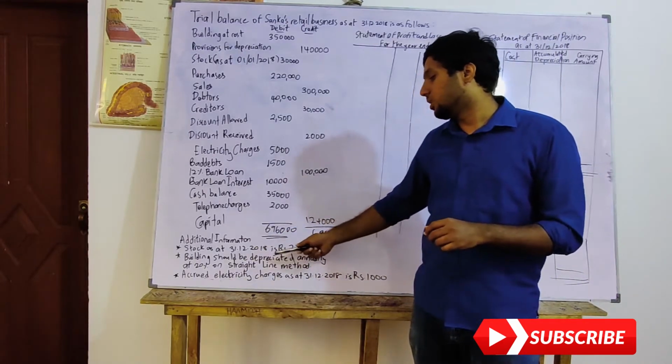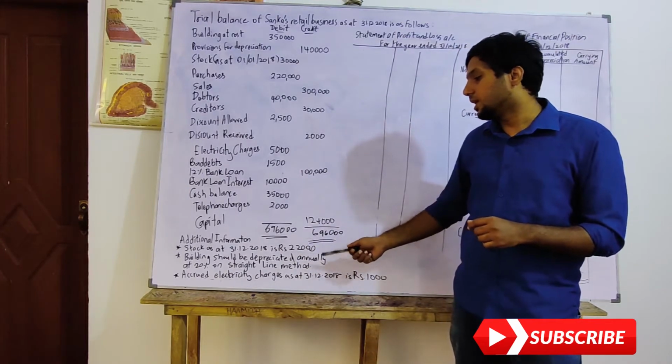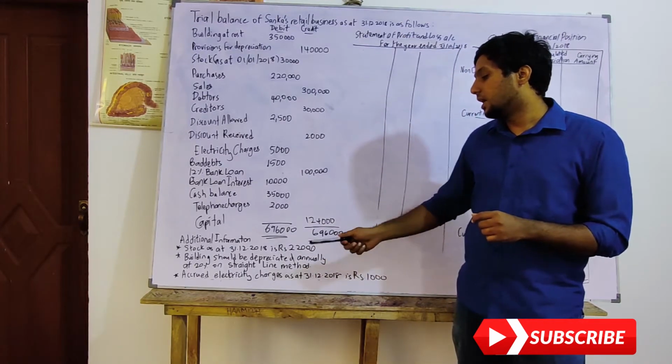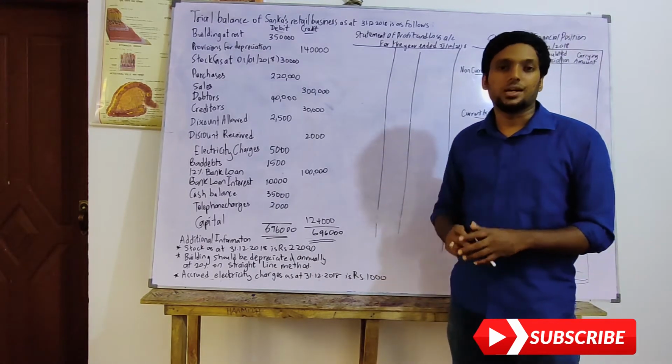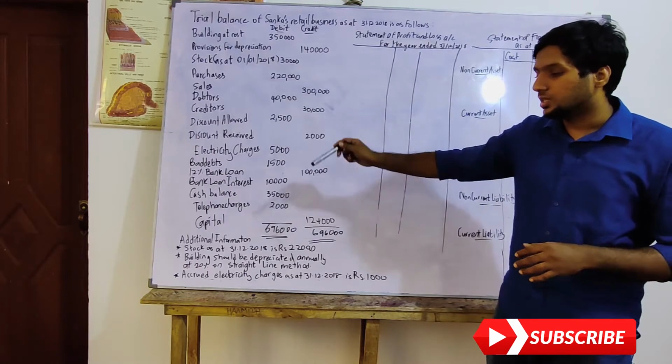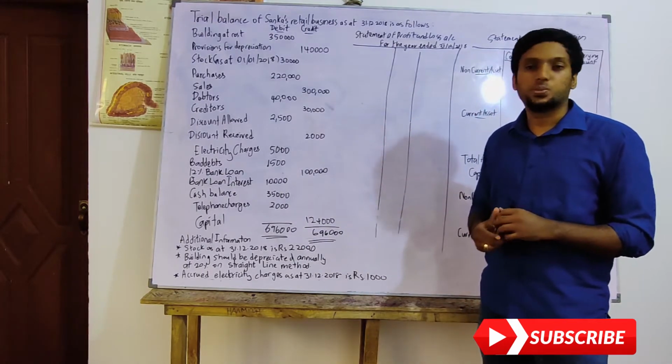So let's move on to the additional information. Stock as at 31st December 2018 is rupees 22,000. Building should be depreciated annually at 20% on the straight line method. Accrued electricity charges as at 31st December 2018 is rupees 1,000. I'll explain one by one. First of all, I start with the first additional information, which is stock as at 31st December 2018 is rupees 22,000.